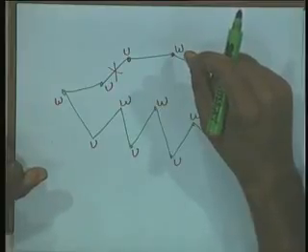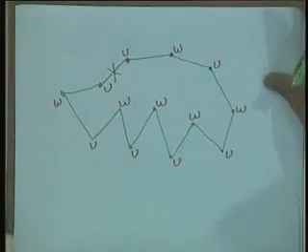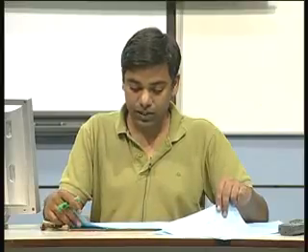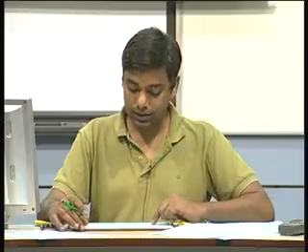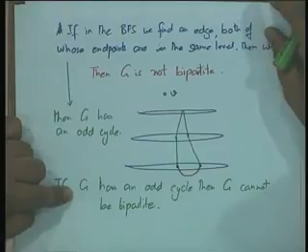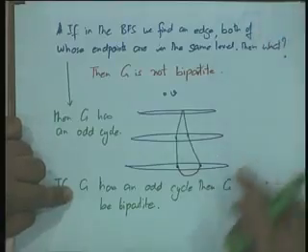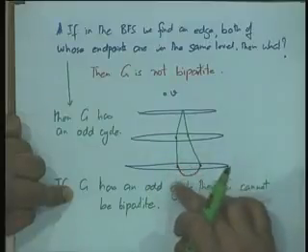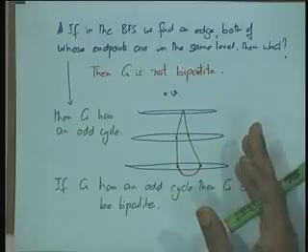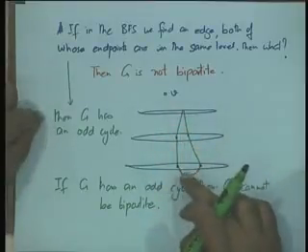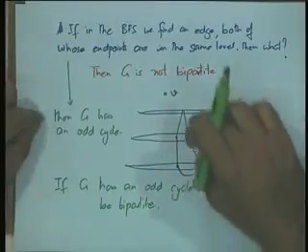Everyone follows this proof, right? Let me show the previous slide once again. If the graph has an odd cycle, then it cannot be bipartite. And if we found an edge both of whose endpoints are in the same level, then we have shown it has an odd cycle. This is the odd cycle in the graph, right?